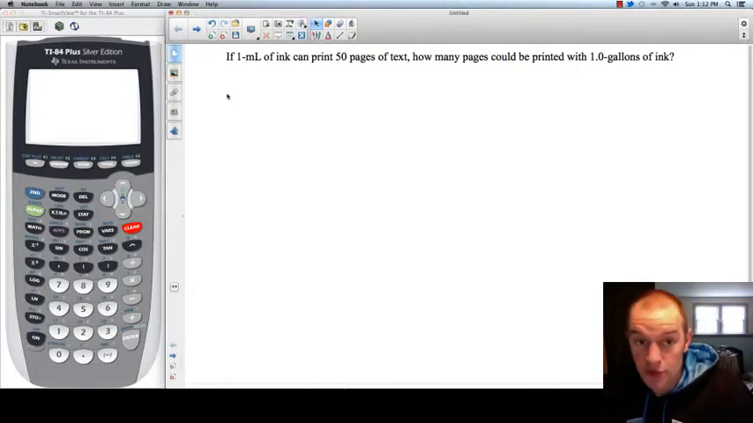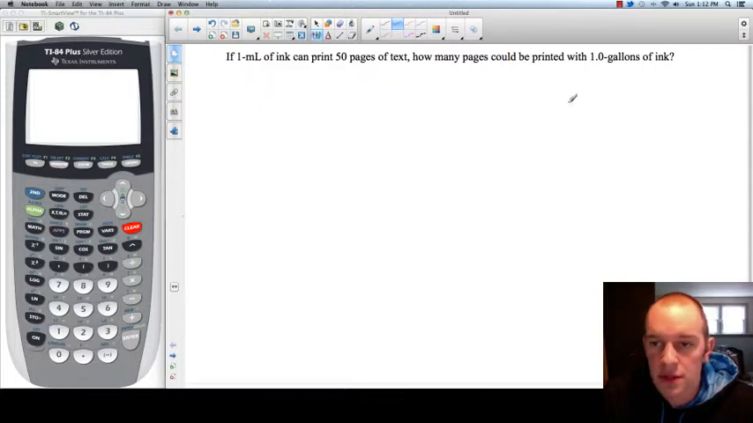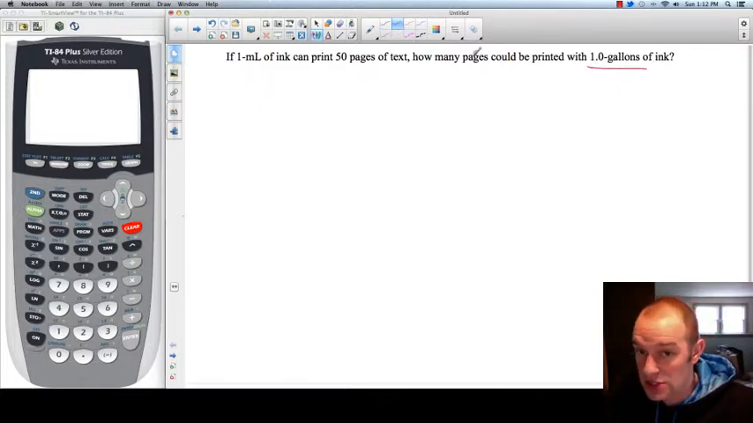Let's go ahead and take a look at this first problem. We've got, if 1 milliliter of ink can print 50 pages of text, how many pages could be printed with 1 gallon of ink? Okay, so when we read this question, immediately we know that we're going to start with the 1 gallon of ink. That's the question. How many pages could be printed with 1 gallon of ink? When you look at this, you can see that this has two significant figures. So that means that our final answer will have two significant figures in it as well, and we'll work our way through it that way.